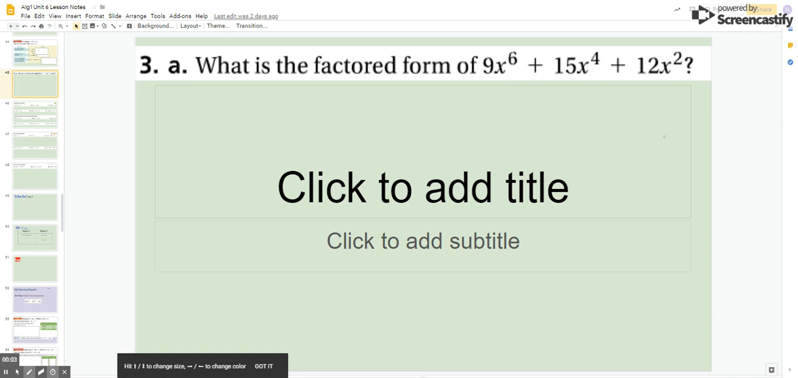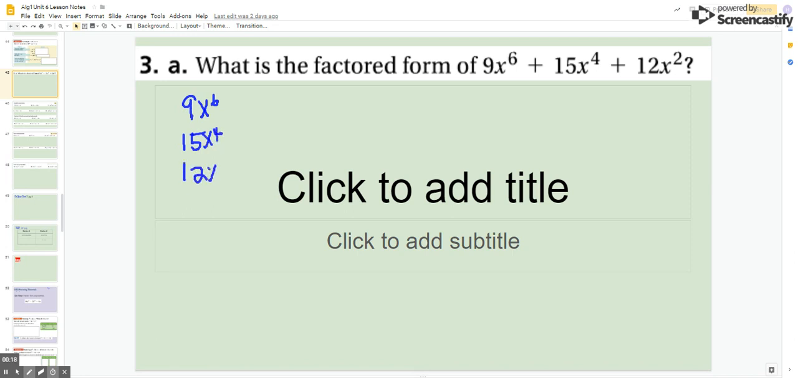All right, so let's find the factored form of this. This is expanded form, and the paper is already given out. So I need you to find the greatest common factor first.